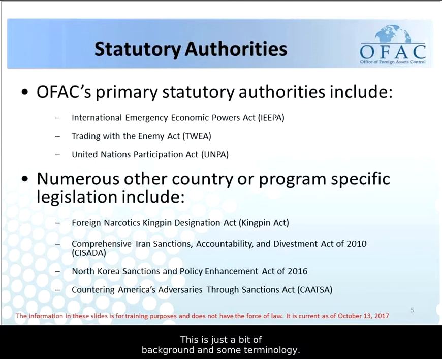So just as a bit of background and some terminology, the U.S. government's sanctions authority rests primarily on two pieces of legislation. The first is the International Emergency Economic Powers Act, which people call IEEPA, and the Trading with the Enemy Act. Particular sanctions programs also have particular legislative underpinning. Some of the better-known ones might be CISADA, which relates to Iran, and the Cuban Democracy Act, also called the Libertad Act, which is the one that underpins the Cuban Assets Control Regulations that I deal with day to day.